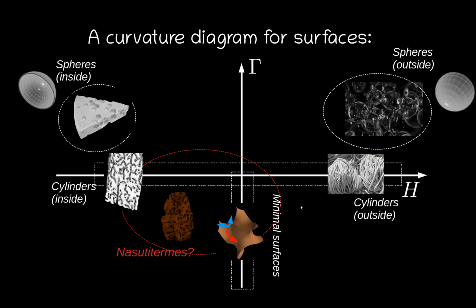The final aim of this project was trying to find a place for our Arborea nasutitermes nest in this diagram, where you have the vertical direction gamma, the product of the two curvatures, and the horizontal direction H, their mean.